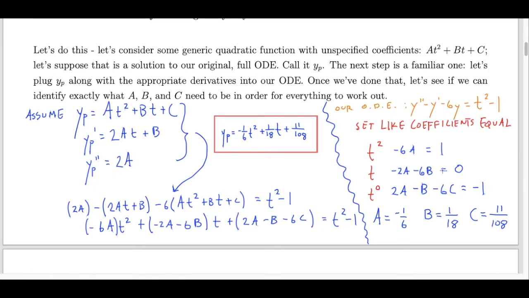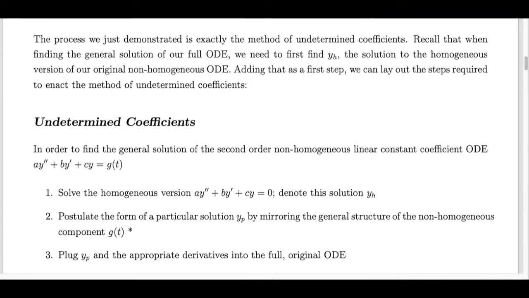So my y sub p will be the specific quadratic negative 1/6 t squared plus 1/18 t plus 11 over 108. So using this technique, I've been able to come up with one specific function, which is a solution to my original full non-homogeneous differential equation. This is not the general solution to that differential equation, but this is one component of that solution. The process that we just enacted is exactly the method of undetermined coefficients. Those calculations are precisely the methodology that we're trying to learn in this section.